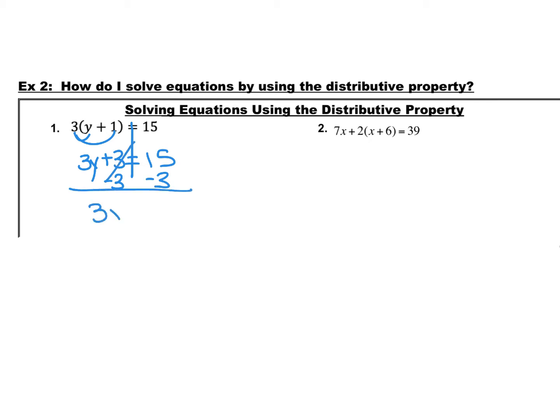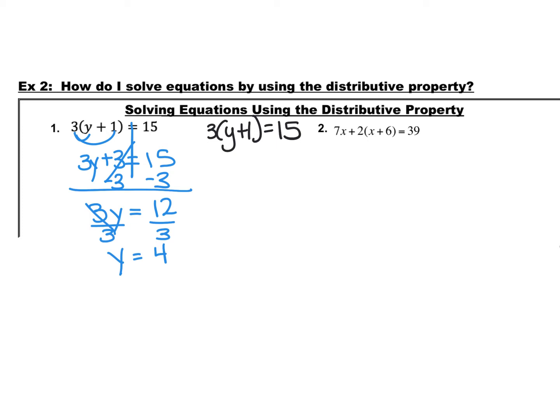And we have 3y is equal to 12. And now I'm going to divide by 3 on both sides. And y will be equal to then 4. All right, so there's another way of thinking of this problem. So this problem can be done one of 2 ways. And it really doesn't matter which way you're going to solve this one.